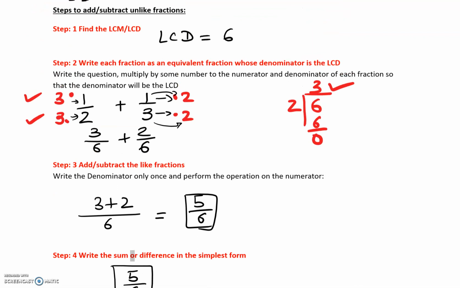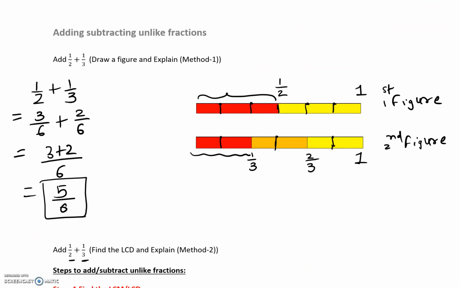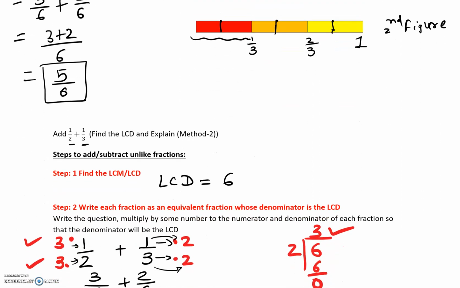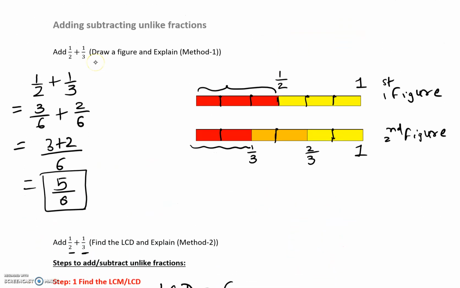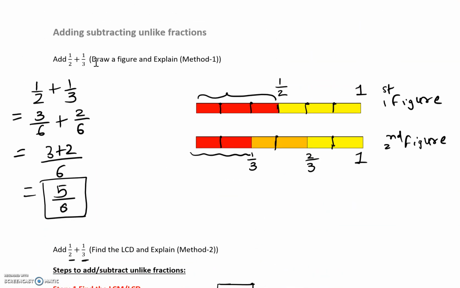Notice one thing: the answer here is 5/6, and the answer here was also 5/6. Did you now figure out that if you want to do the figure method, you still have to know your LCD? Because this is the number that tells me how many equal parts I have to divide the figures into. Hope this will help.